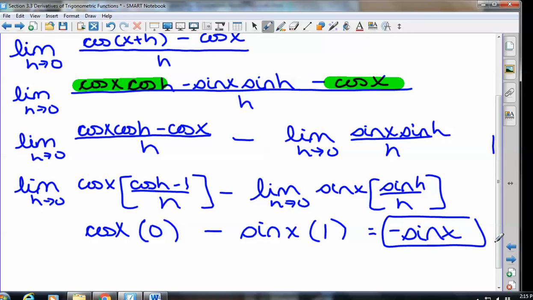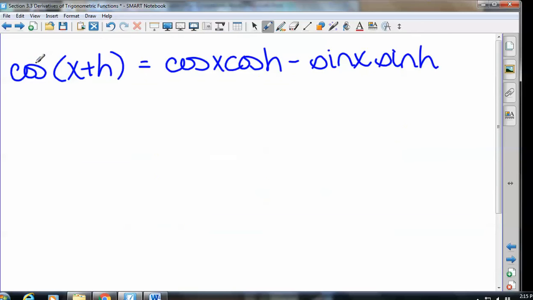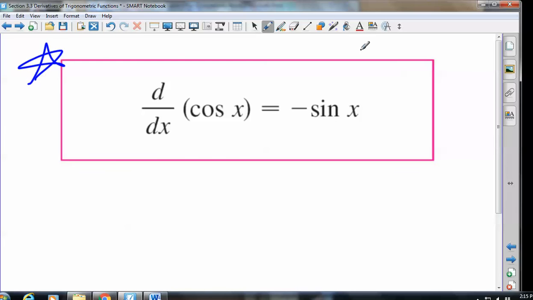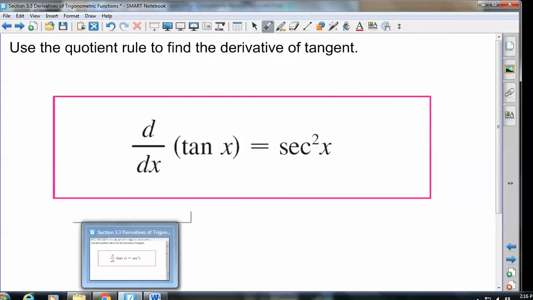So there's your proof, because you guys wouldn't have believed me if I just told you the derivative. Now you know why it is. So the derivative of cosine is negative sine. And from now on, you just need to know that. Okay, so we have to know these trig derivatives. Derivative of sine is cosine, derivative of cosine is negative sine. I'm going to go ahead and give you tangent today, and then we'll save the other functions for later.